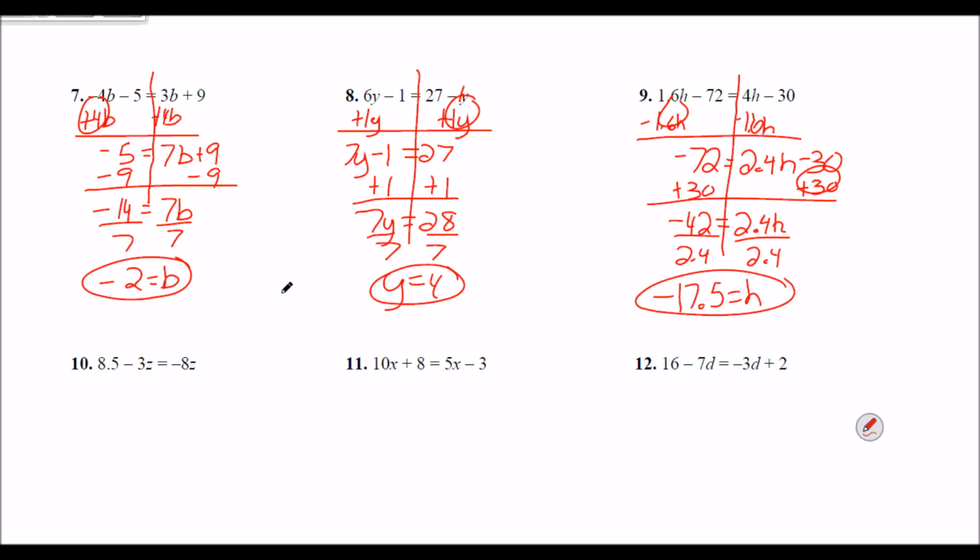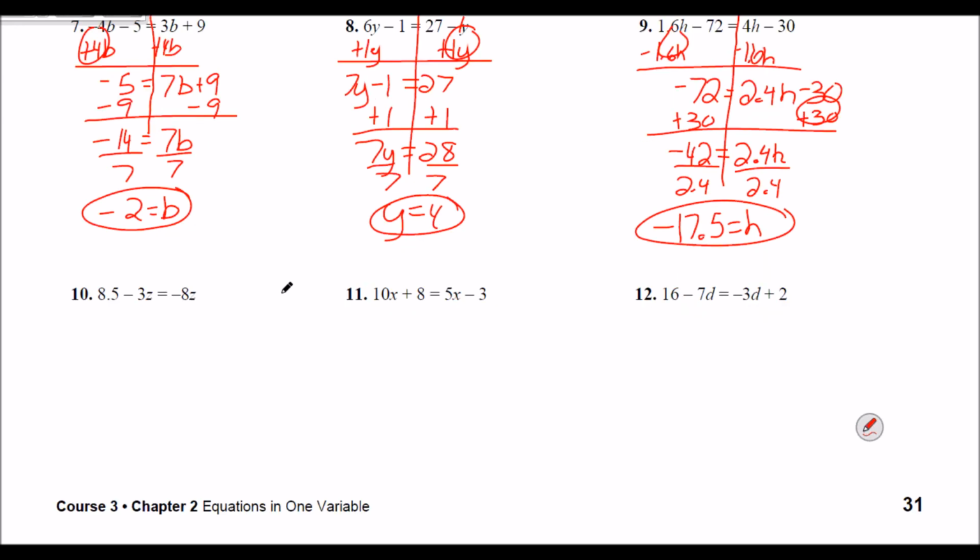Again, even though this is a decimal answer, or you could turn that into a fraction, you still plug it back into the equation just the same. Solve out the left side, see what it equals. Solve out the right side, see what that equals. And then if they're both equal to each other, that is your correct answer.